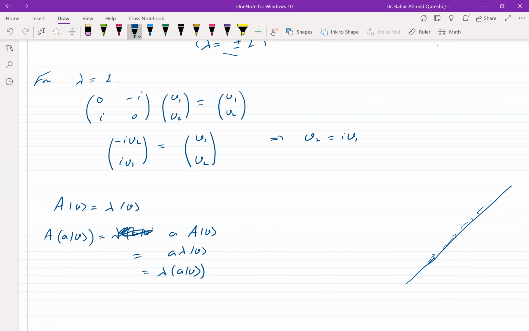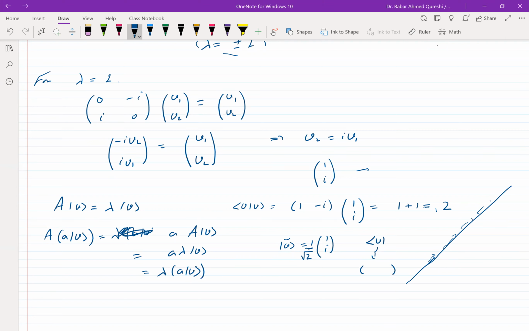Now, so v2 is equal to iota v1. I can choose v1 to be 1. So then I will have this as the eigenvector. And if you want to normalize it, its norm is 1 minus iota, 1 iota, 1 plus 1, 2. So this is the norm square. So if I want to normalize, I will divide by the square root of the norm. By the way, when I computed the norm, this is the operation we discussed last time. This thing should be understood as taking the transpose and the conjugate.